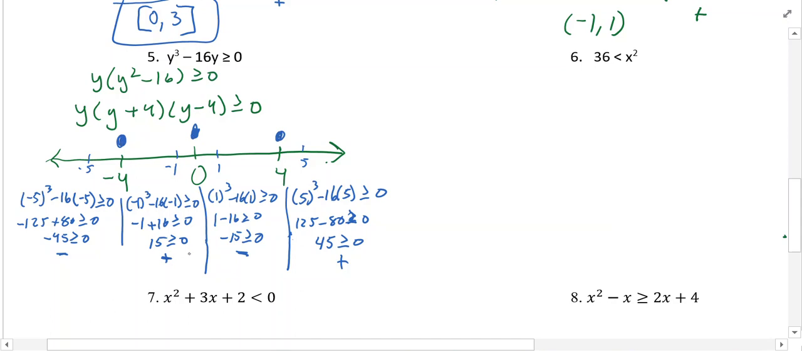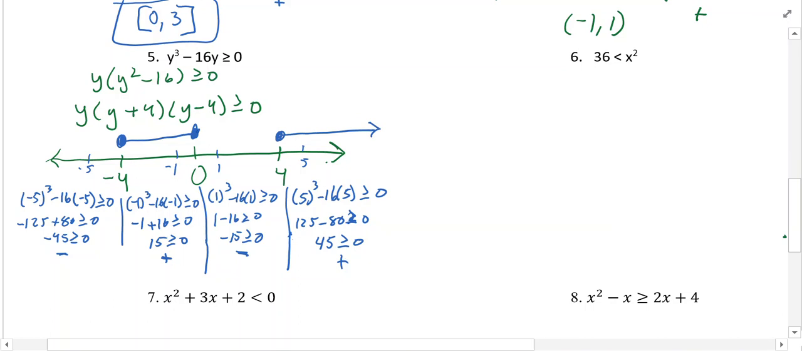So the first range of answers I have is between -4 and 0. This area is negative, so I don't do anything with it because I'm only looking for the positive areas. And so then this one would be everything to the right. So then your set of answers would look like this.